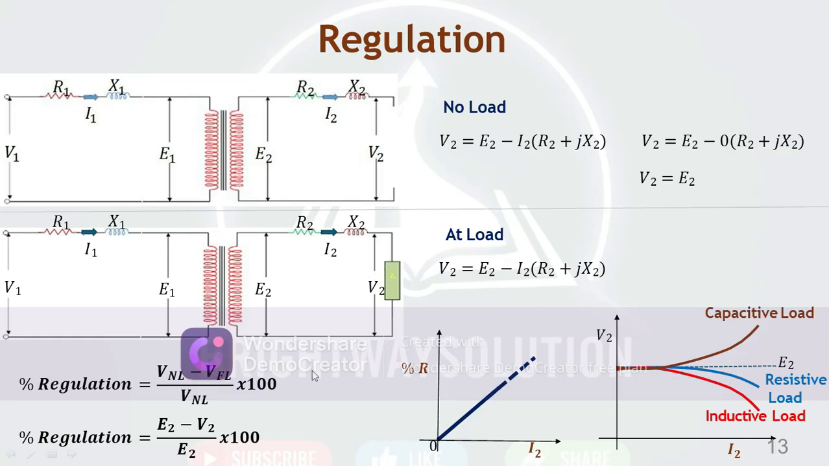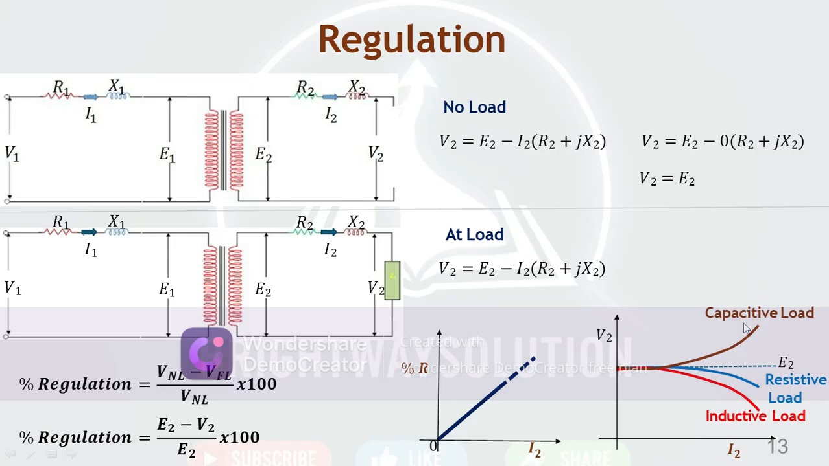So therefore, there will be a drop, and if you consider the regulation, it will increase. A higher value of regulation is a bad value. This is not a good value of regulation. As good performance, we consider a very low value of regulation. So for percent regulation, as I2 increases, the regulation also increases smoothly.